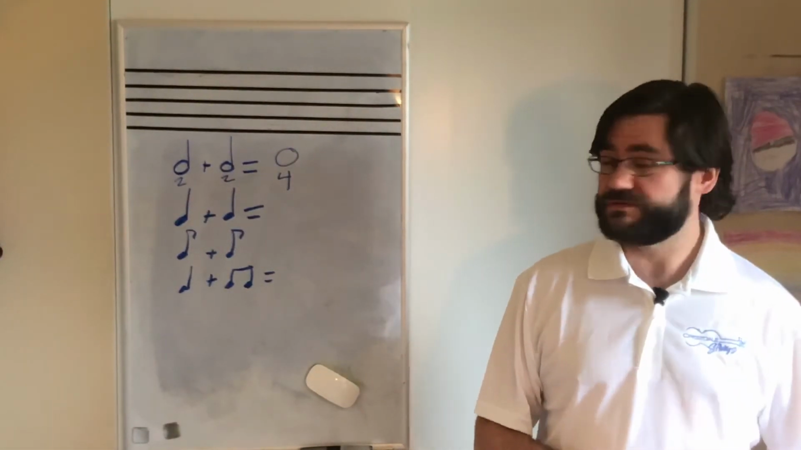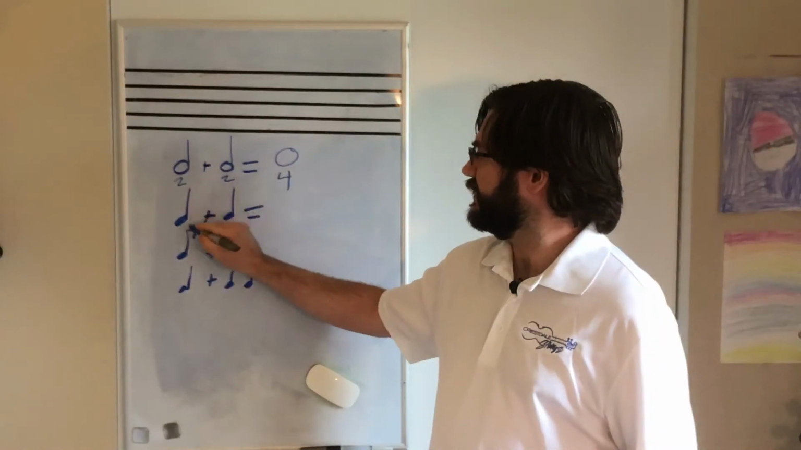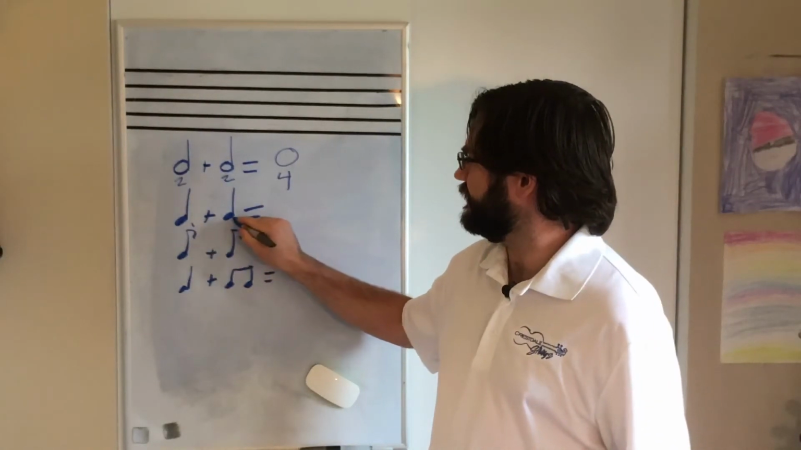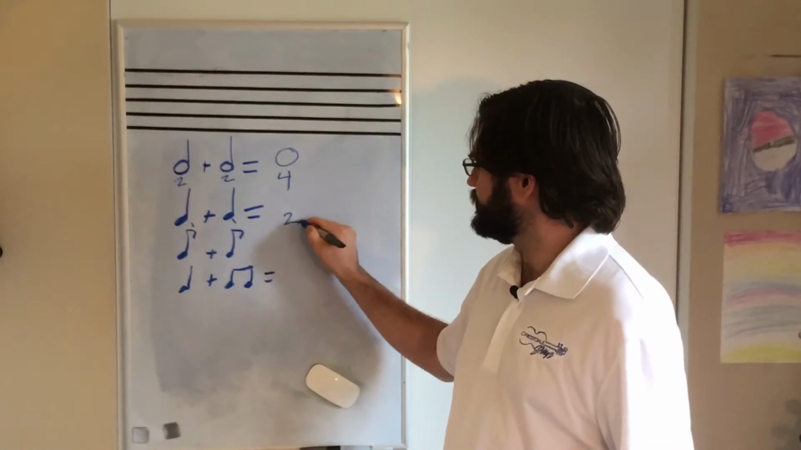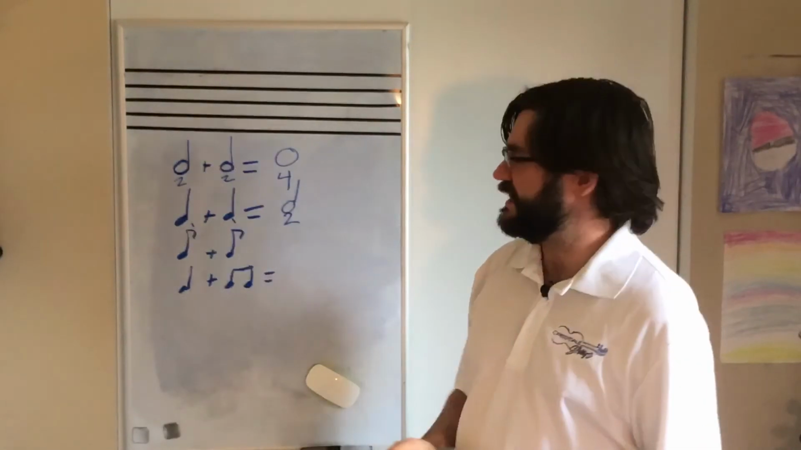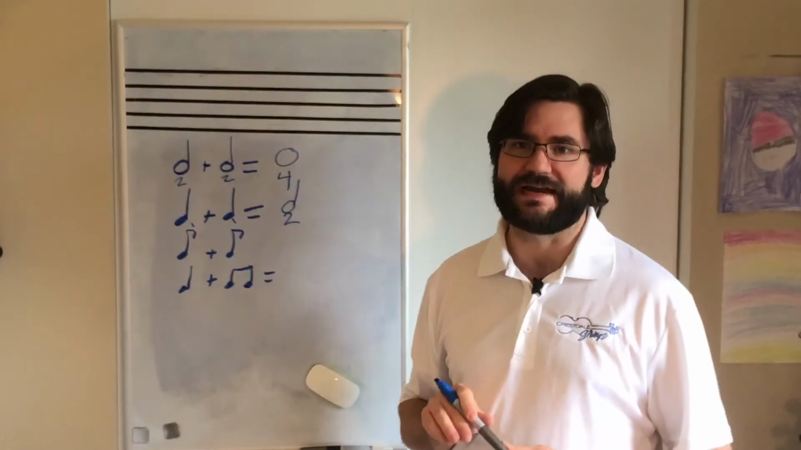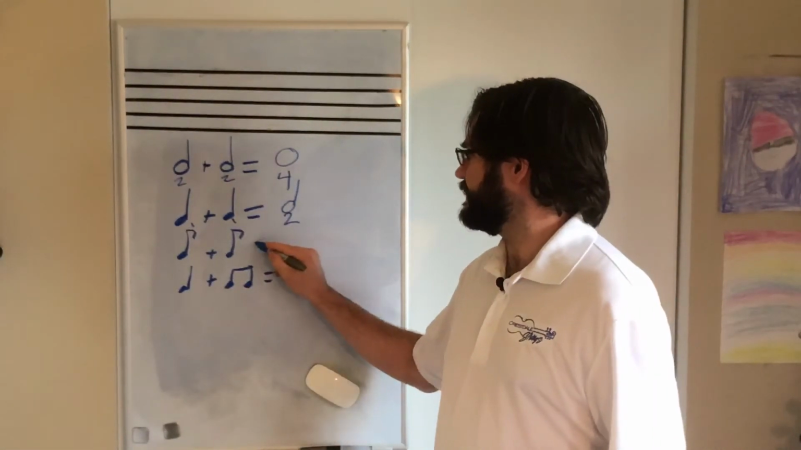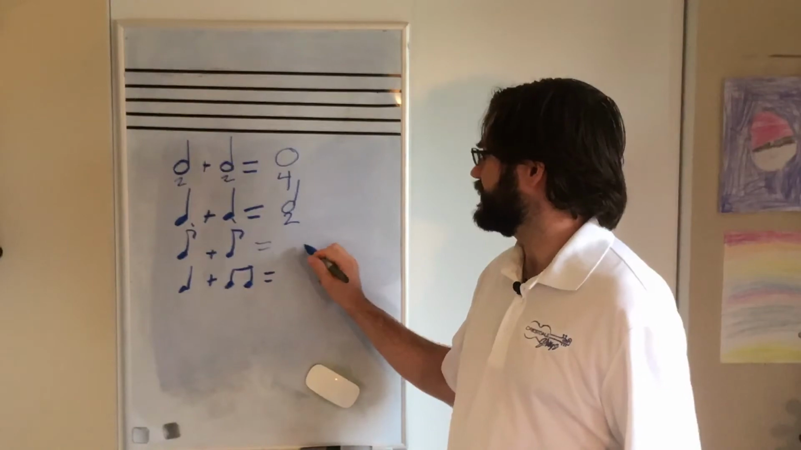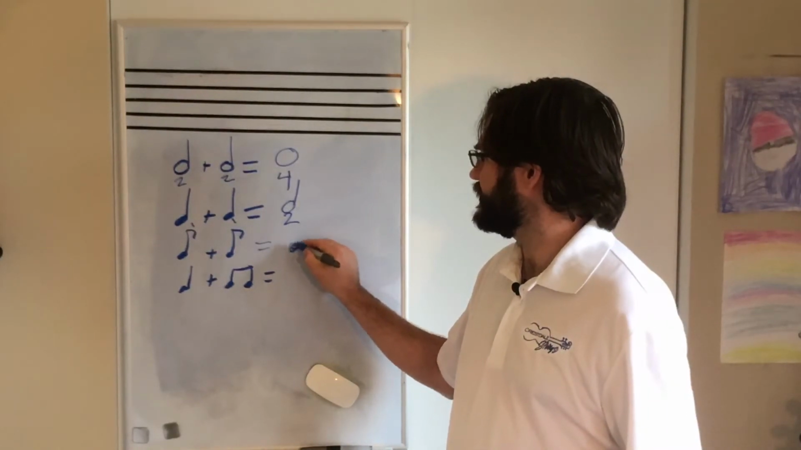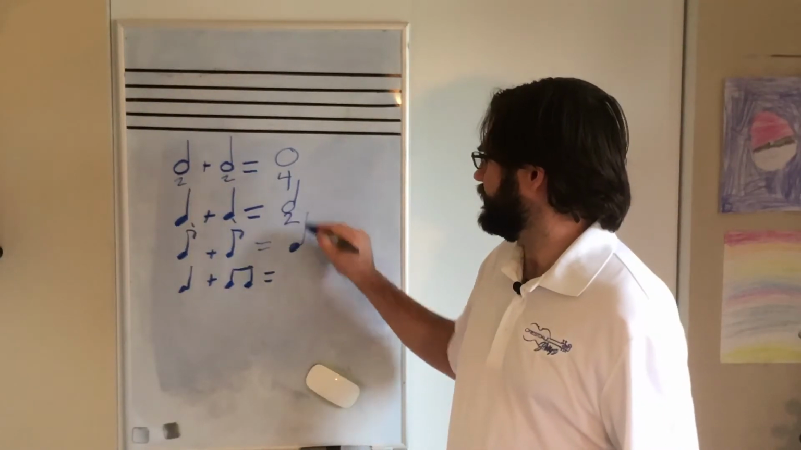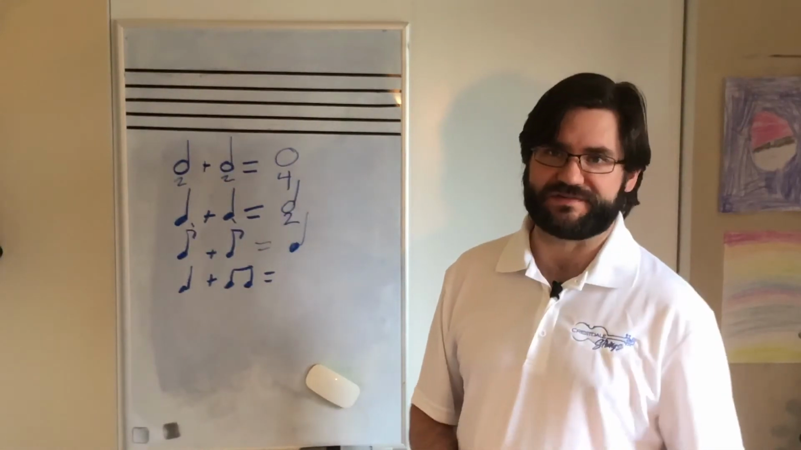2 quarter notes added together. A quarter is worth 1 beat, so total of 2. The half note. 2 1/8 notes added together. Each 1/8 note is half of a beat. When you add those 2 halves, you get the quarter note, or 1 beat.